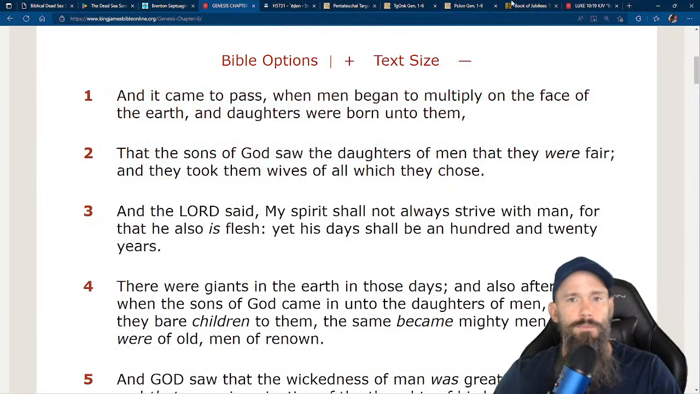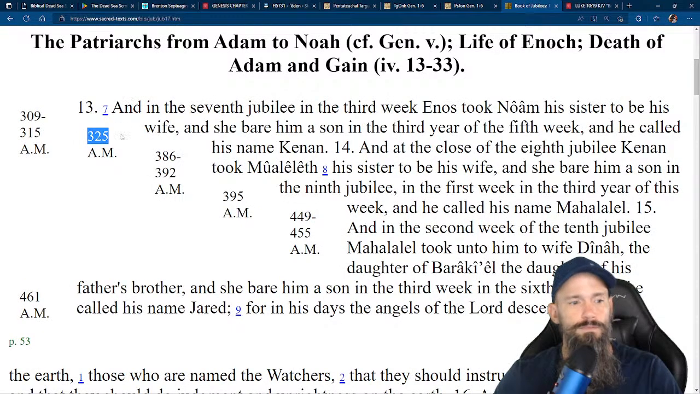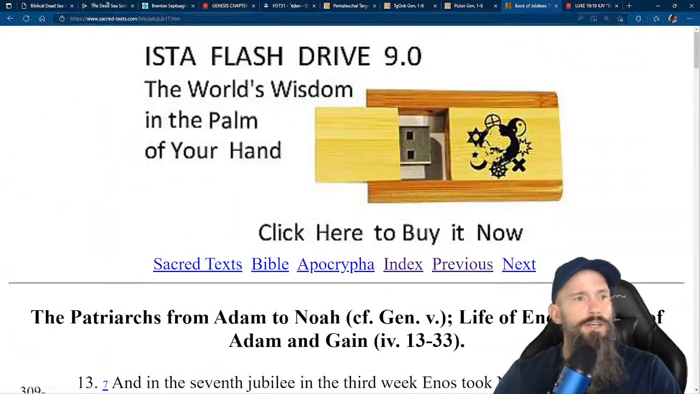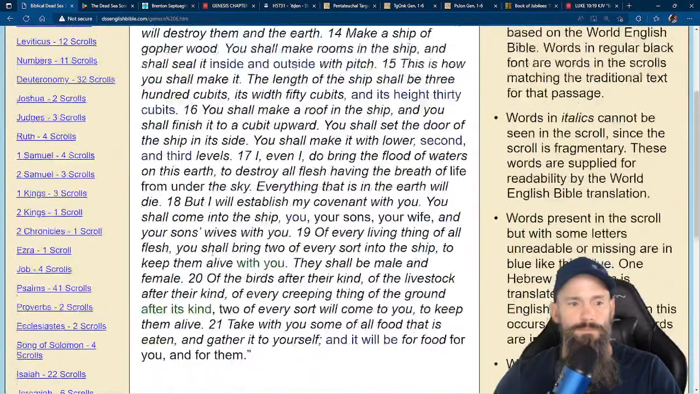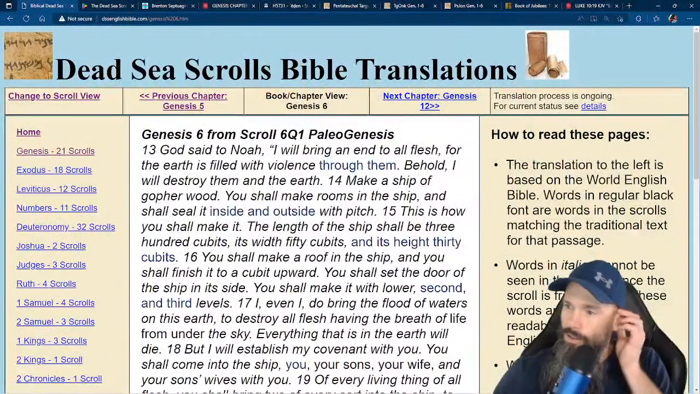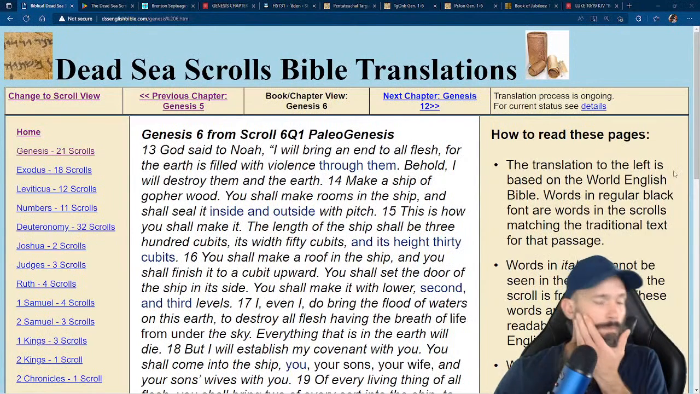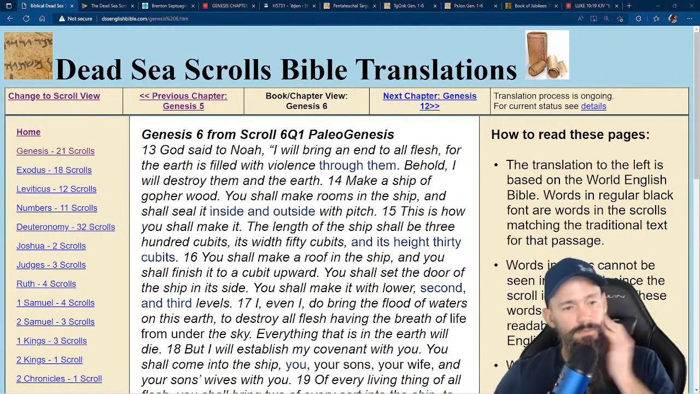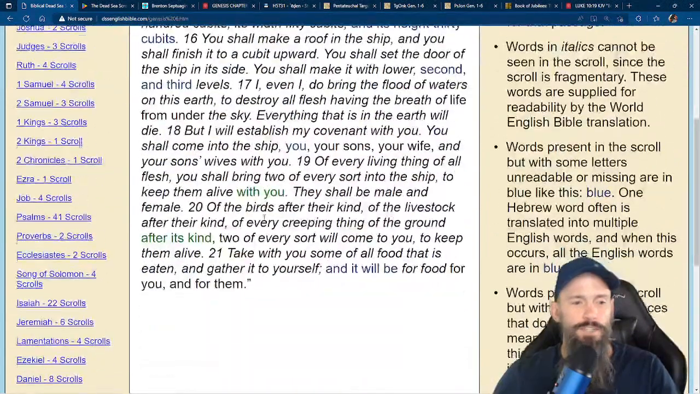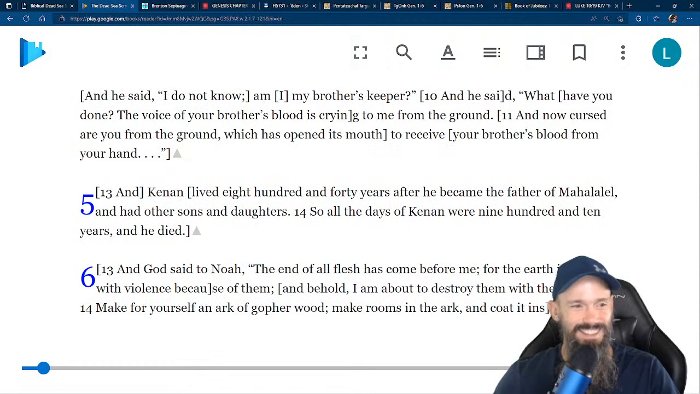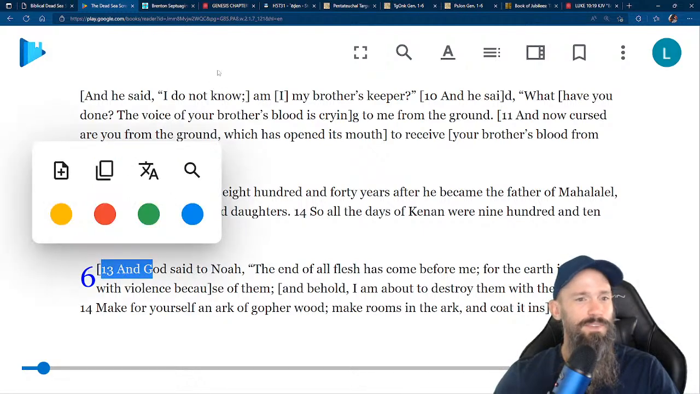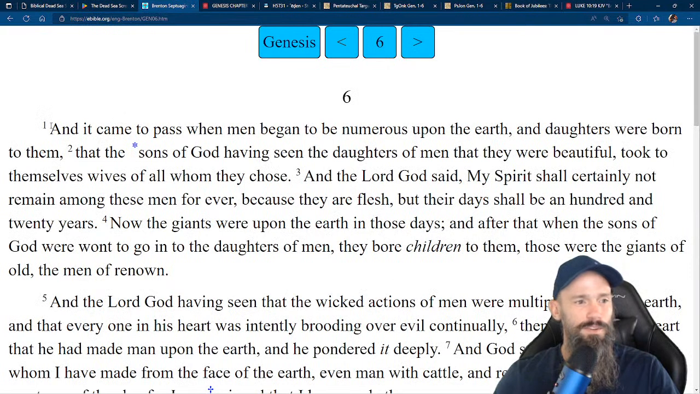So, and the main reason I lean toward the Genesis 5 being correct is the Jubilees account. But, so we got 5, 6, chapter 6. I hadn't even looked at this. See here, 6, 13, yeah. 13 up to 13 here.